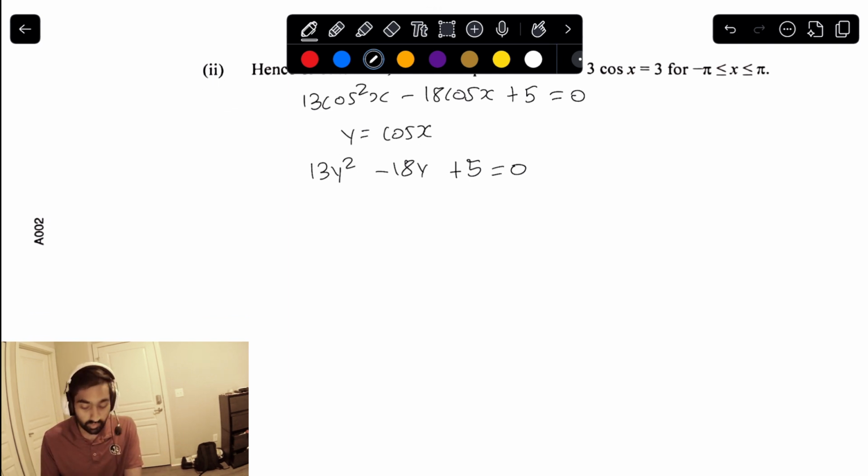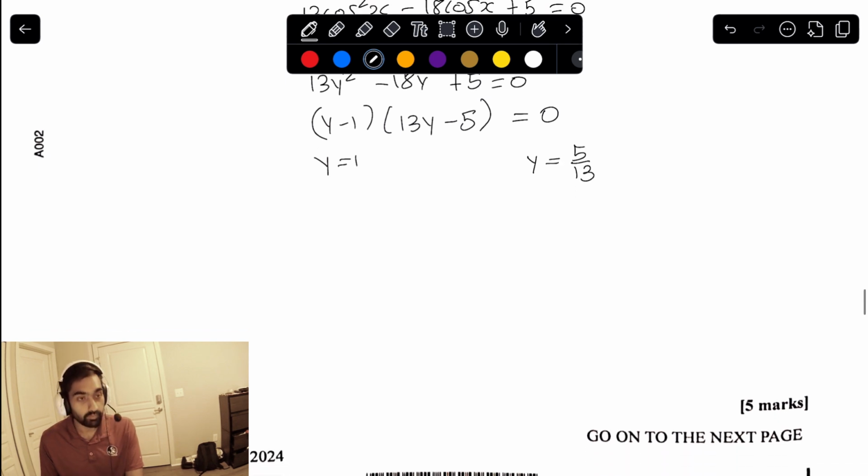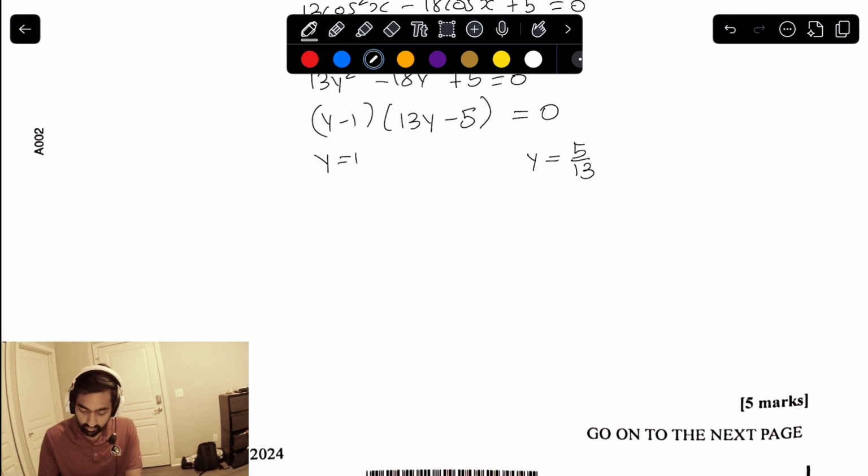One way that you can do it is you can factorize. If you factorize this, you're going to get y minus 1 times 13y minus 5 equals 0. And that means that the two solutions are y equals 1 and y equals 5 over 13. But we're asked to solve for x, so we can't just leave it like that. So cosine x is equal to 1 and cosine x is equal to 5 over 13.